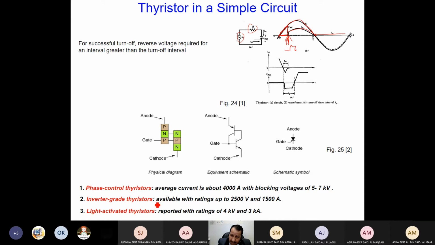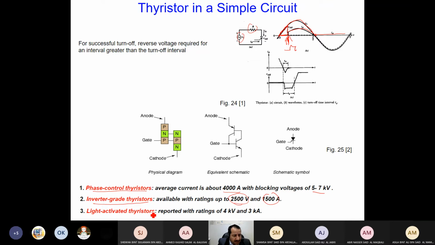Now, also let me classify thyristors based on their rating: how much voltage we can apply across them and block, and how much current they can conduct. So the first one is called the phase control thyristor. Okay, this type of thyristor conducts up to 4,000 ampere and blocks 5 to 7 kilovolt. So it's used mainly in power plants and in industry. The second one is the inverter grade thyristor. Its voltage is lower, its current is lower, but still in thousands.